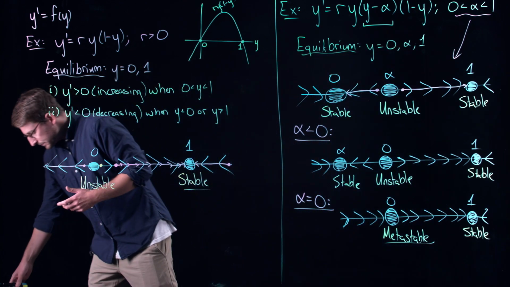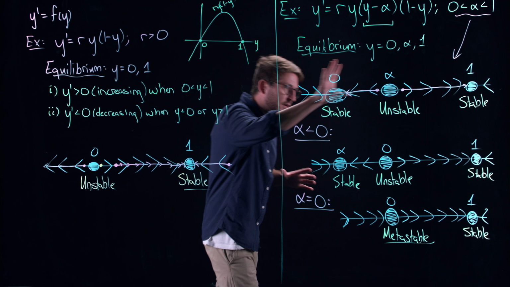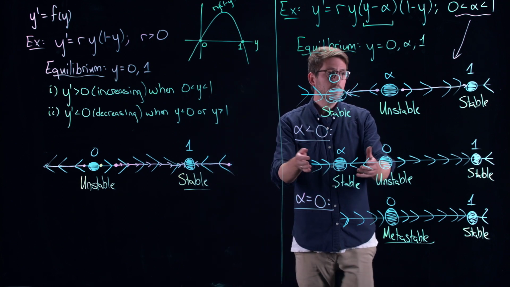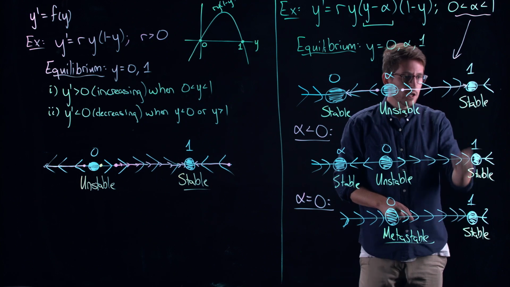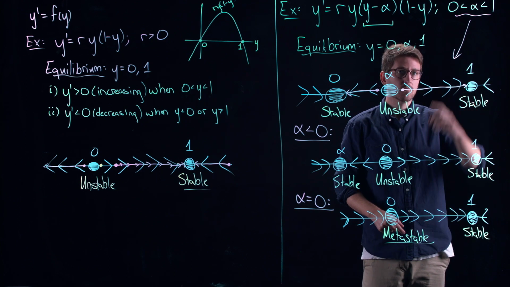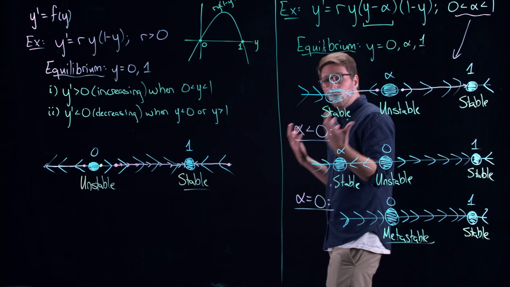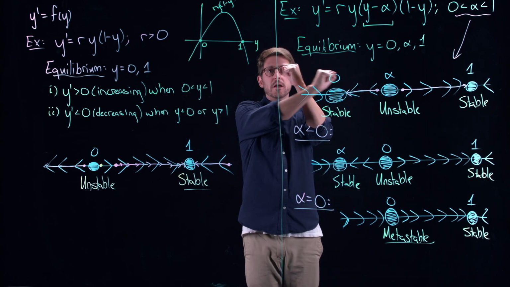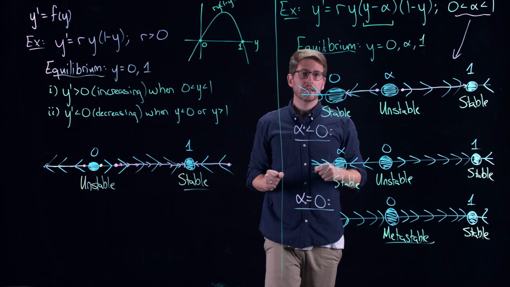Okay, so one last thing in regards to this. You can do the same thing if alpha goes above 1. What's going to happen now is that the exchange of stability is going to take place with that y equal to 1 state, the carrying capacity state. Again, the same thing. Alpha is going to run right through it, steal its stability, and leave it unstable.